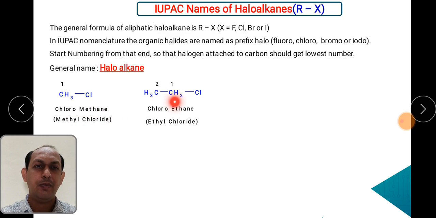Then the second example. Now I will consider this whole molecule as part of the longest continuous chain. So there are two carbons, 1, 2. So the parent will be ethane and it contains a halogen. So that's why chloroethane will be the IUPAC name. While ethyl chloride, just like alkyl halide, is the common name.